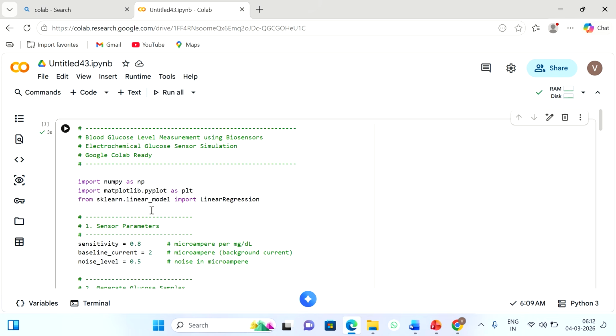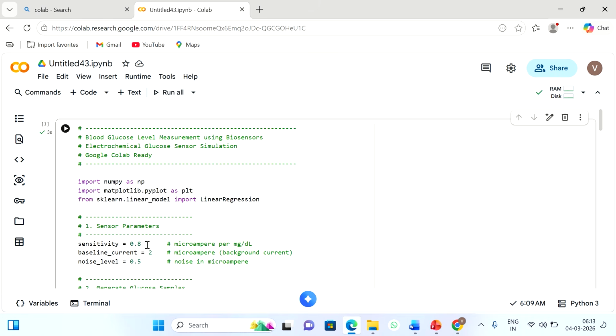Now, what will be the meaning of these three? So we are using numpy and it is used for numerical calculations, arrays and random noise generation. And this matplotlib library is used for plotting graphs, that means the calibration curve and response curve. Then LinearRegression is used to find the best fit line, that is the calibration equation.